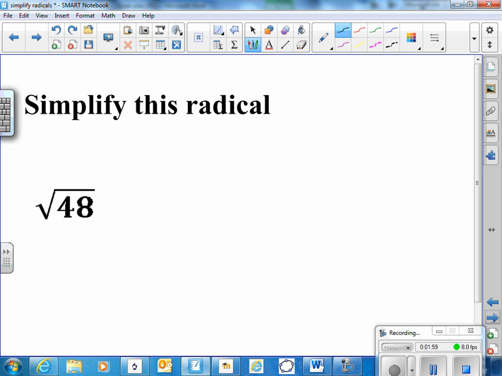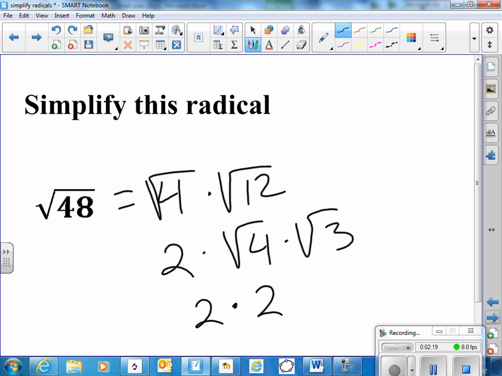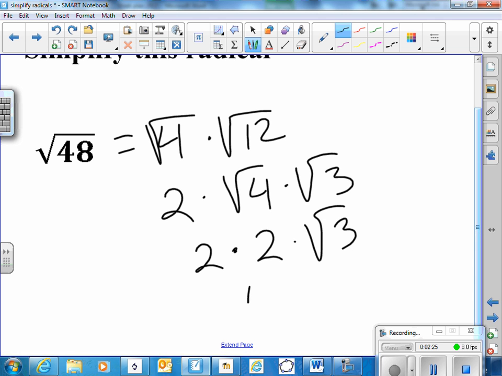The square root of 48. Well, we might see the square root of 4 times the square root of 12. Square root of 4 is 2. Square root of 12 can be factored into the square root of 4 times the square root of 3. Well, the square root of 4 is 2. Two times 2 is 4 times the square root of 3. The square root of 48 can be simplified to 4 times the square root of 3.